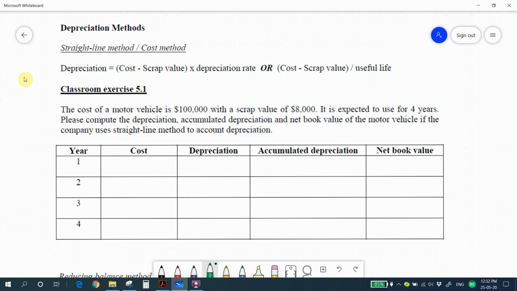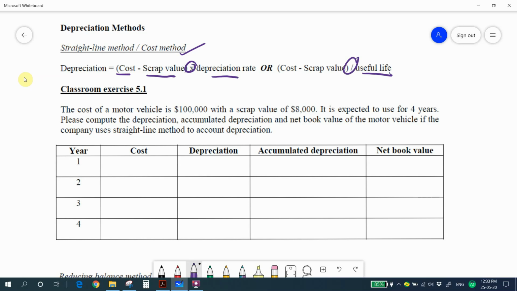In this 5.1 exercise, we are discussing the use of the straight line method for your depreciation. So under the straight line method, how do we compute your depreciation? We use cost minus scrap value and then multiply by the depreciation rate. If you are given a useful life, then we use cost minus scrap value and then divide by the useful life. So let's do this exercise to practice the depreciation under the straight line method.